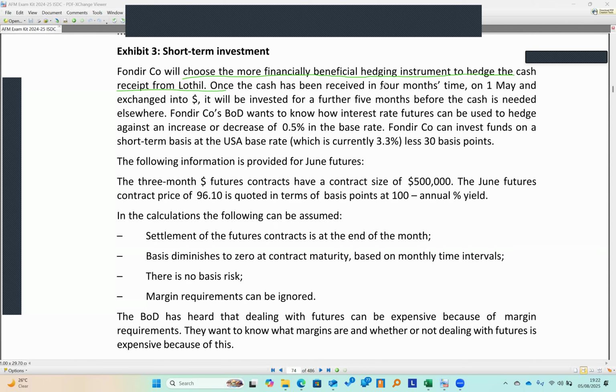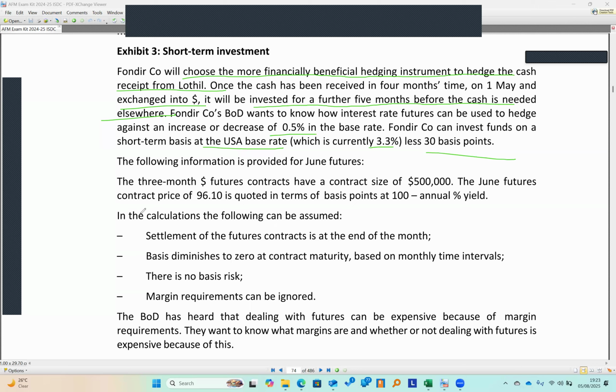Once the cash has been received in 4 months' time on 1st May, and exchanged to dollars, it will be invested for a further 5 months before the cash is needed elsewhere. The Fondir board wants to know how interest rate futures can be used to hedge against an increase or decrease of 0.5% in the base rate. Fondir can invest funds on a short-term basis at the USA base rate, which is right now 3.3%, less 30 basis points.